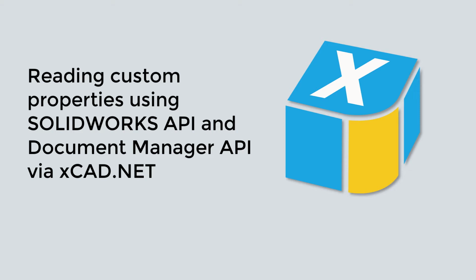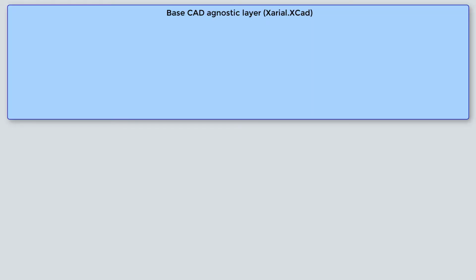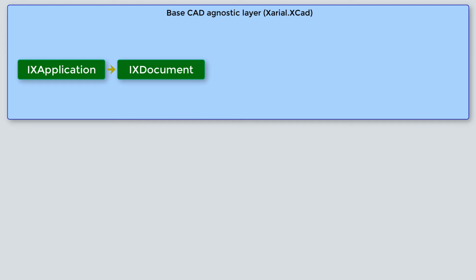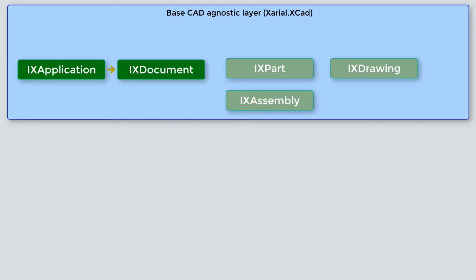Let me now quickly introduce you to high-level architecture of xCAD.NET. Base layer represents CAD-agnostic APIs. Those APIs do not refer to any specific CAD, rather they represent the common features of all CAD systems. All CAD systems will have high-level application object. You can open documents. There are usually three types of documents: parts, assemblies, and drawings, although they might be named differently in different CAD systems.